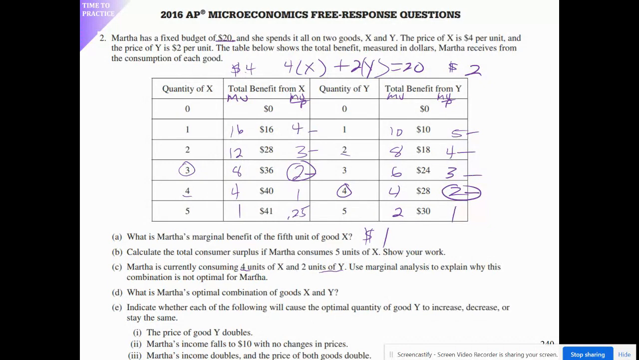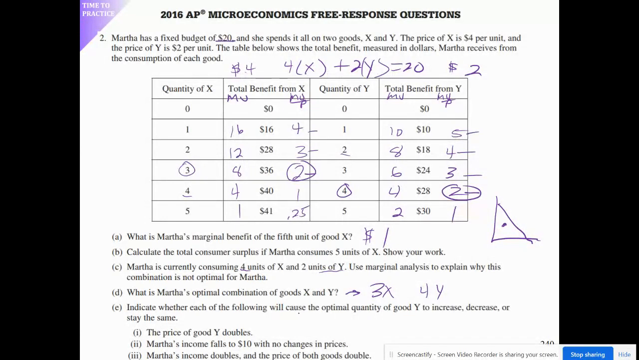So if she was buying 4 units of X and 2 units of Y, she's actually not maximizing her marginal utility. Her optimal should be 3 of X and 4 of Y. That would be where she'd maximize. If she was at 4 of X and 2 of Y, if we think of our budget constraint, she would be inside here somewhere. She wouldn't be maximizing her utility at that point. Okay.